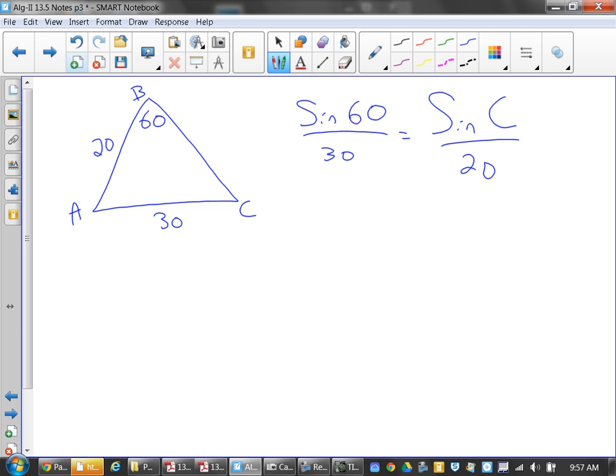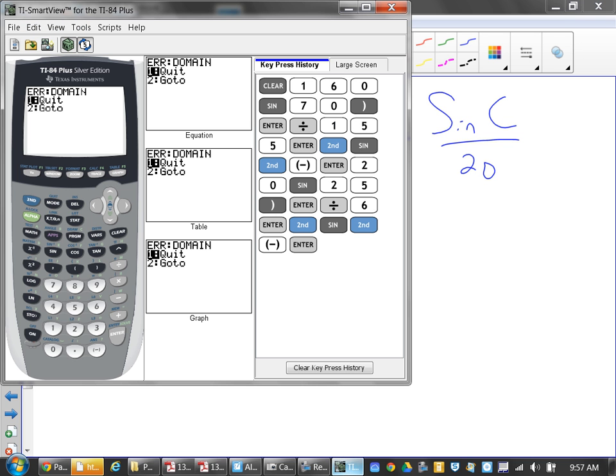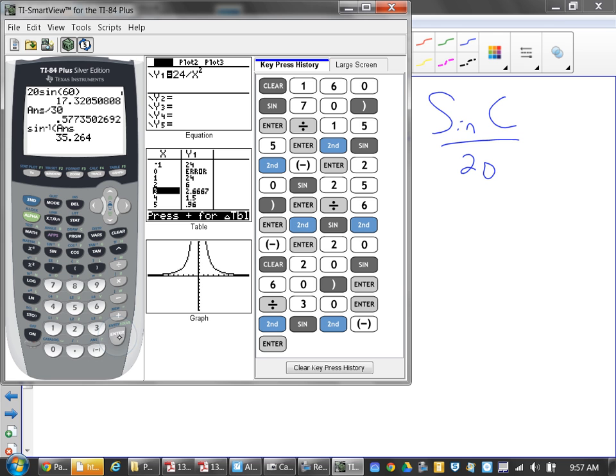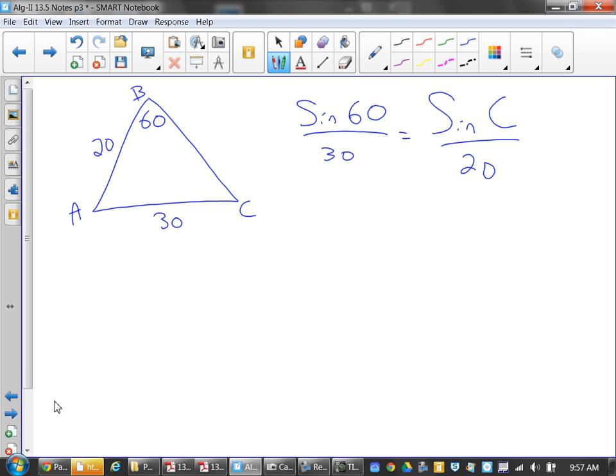By now, everybody knows that we're just going to multiply by 20 and go through the rigmarole of it, right? So 20 sine 60, divided by 30, inverse sine of my answer, and hit enter. And I have 35.26. We okay on that? All right. So my first possible would be 35.26.